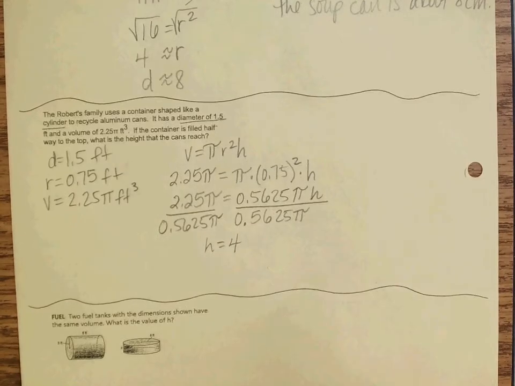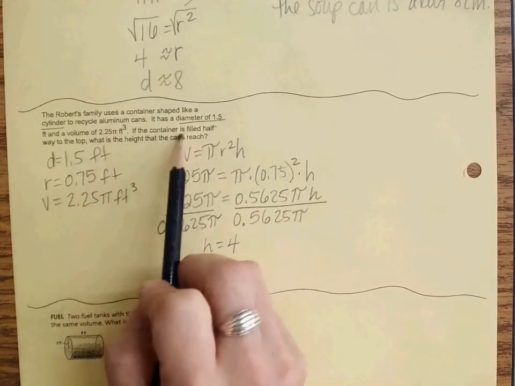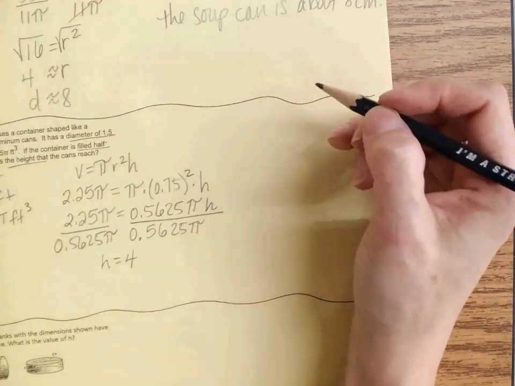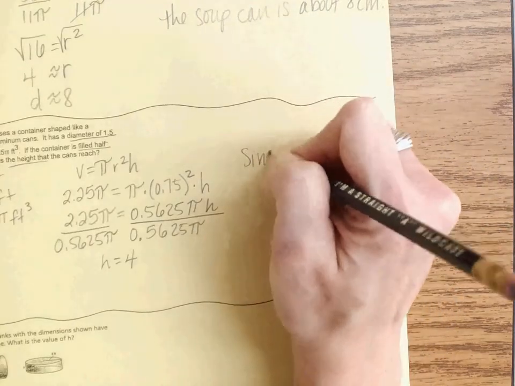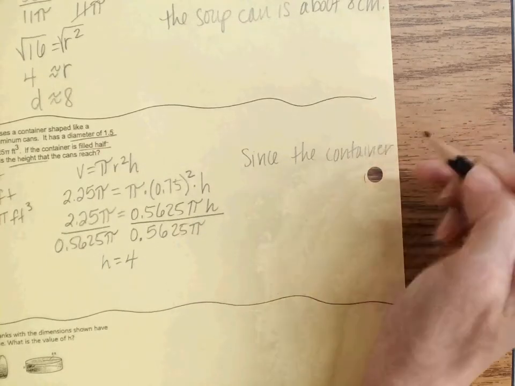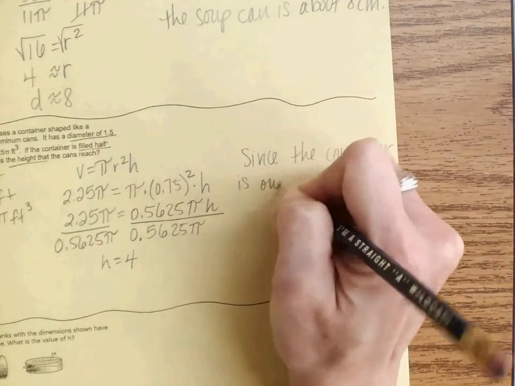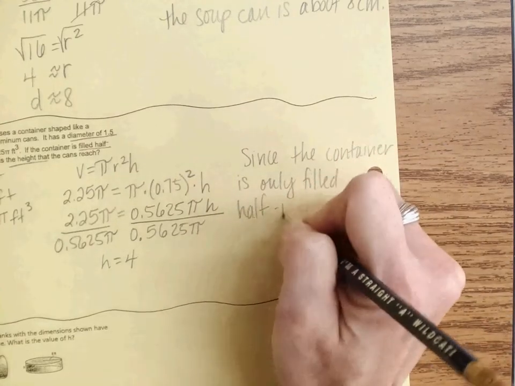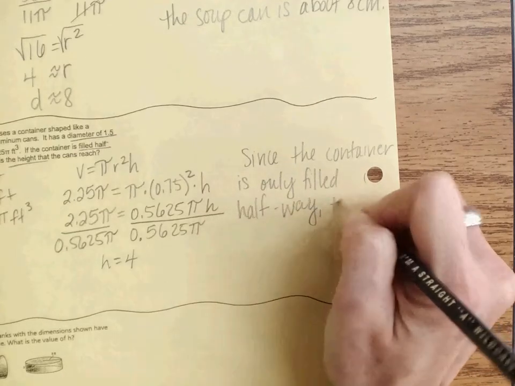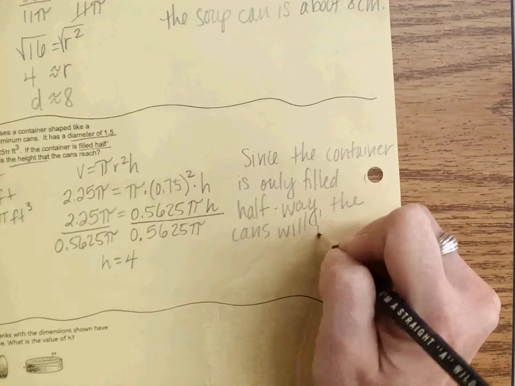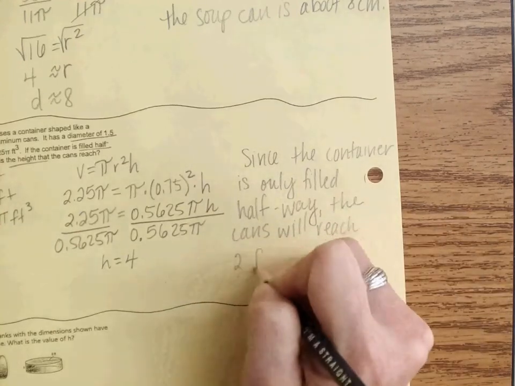Okay? But again, to finish answering this question, if the container is filled halfway to the top, what is the height? Okay? So we'll go ahead and talk about how, since the container is only filled halfway, the cans will reach 2 feet high.